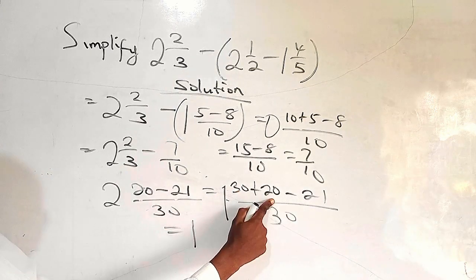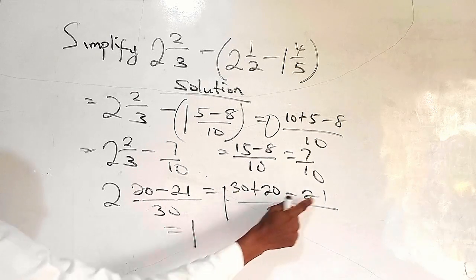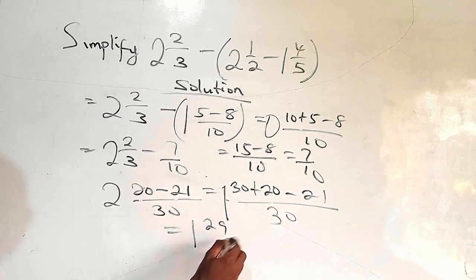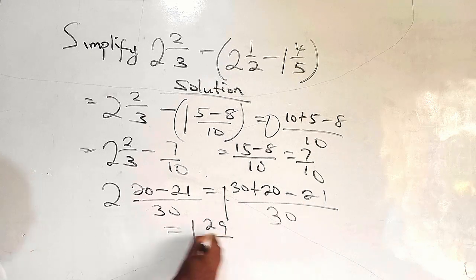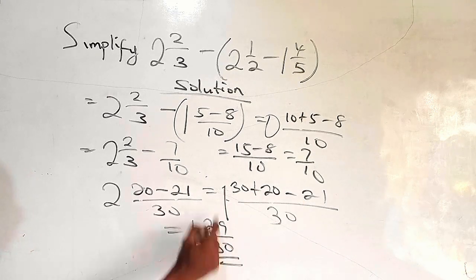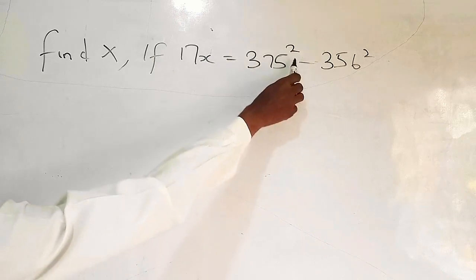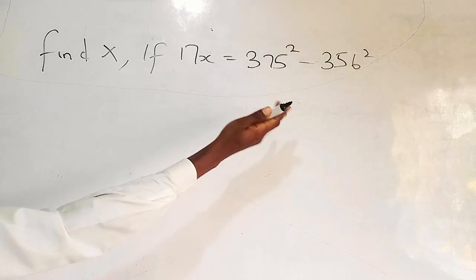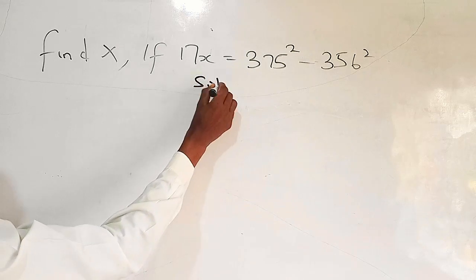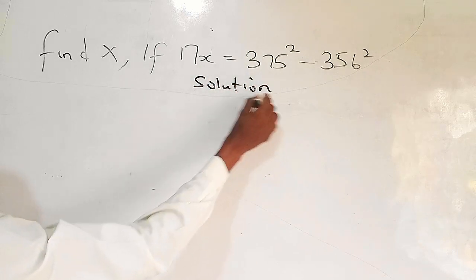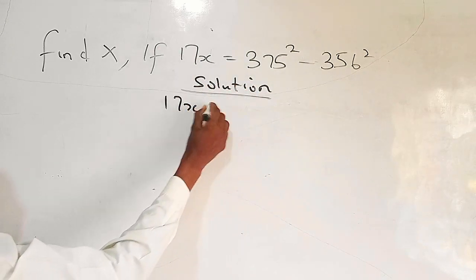This one is 50 minus 21. 50 minus 21 is 29. Minus 20, so divided by 30 x. If 17x equals 375 square minus 356 square, so it's so simple. Solution. So we have here from here 17x.